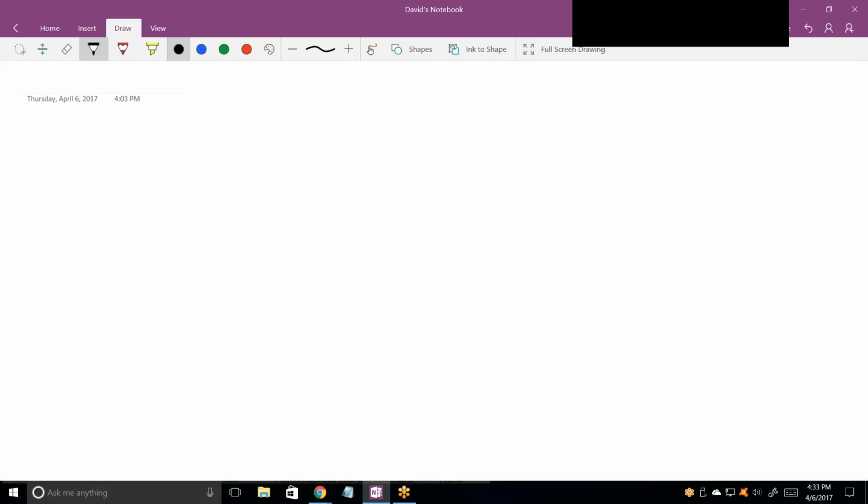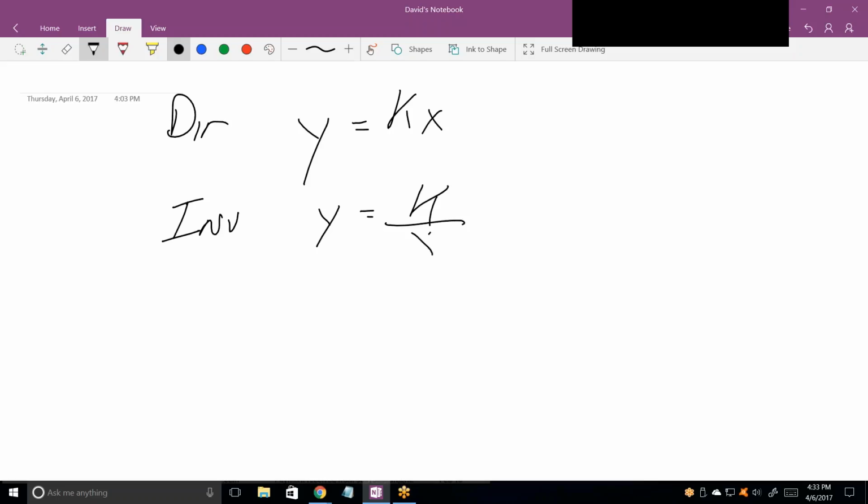If I say that y varies directly with x, that's true. If I say y varies inversely with x, that is true. K is just some constant that we don't know yet. Now, if I say there's joint variation, that usually means there's another variable involved, like a z.